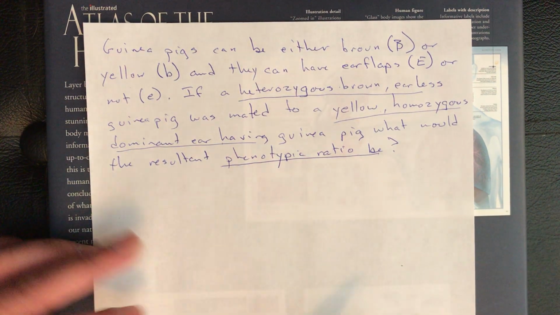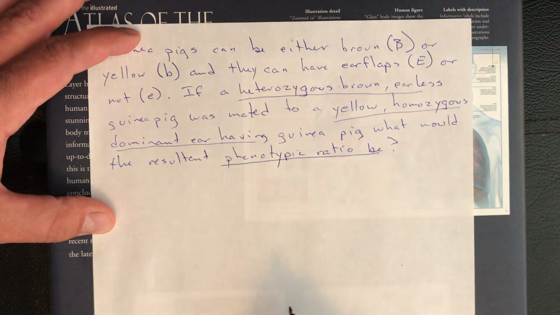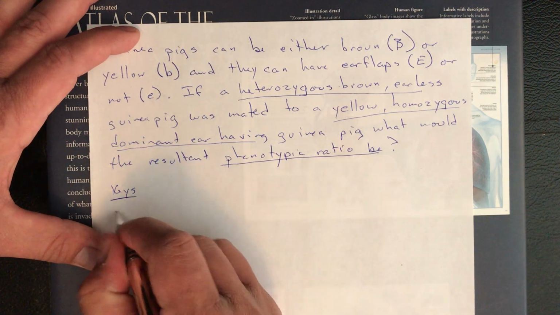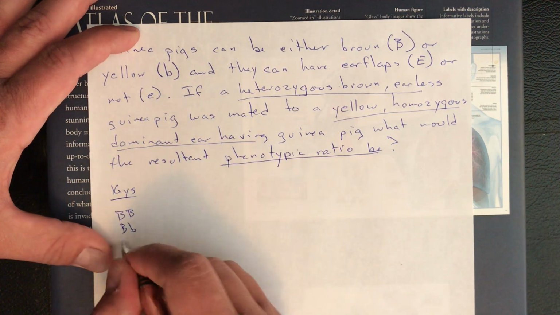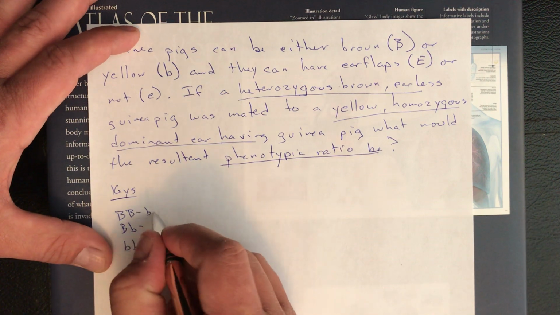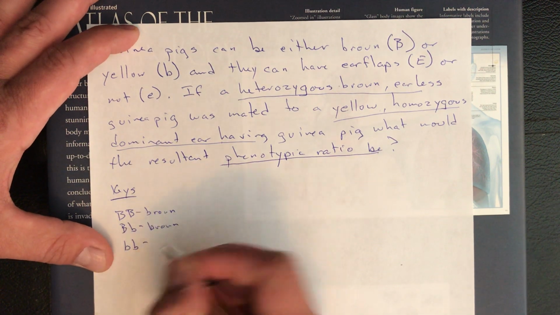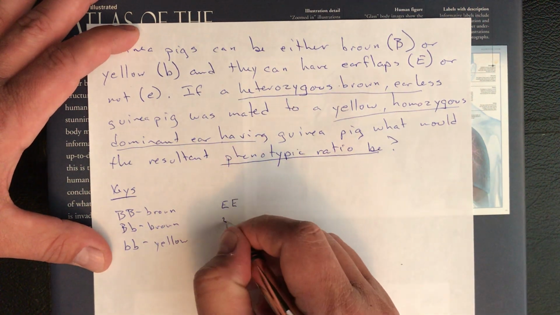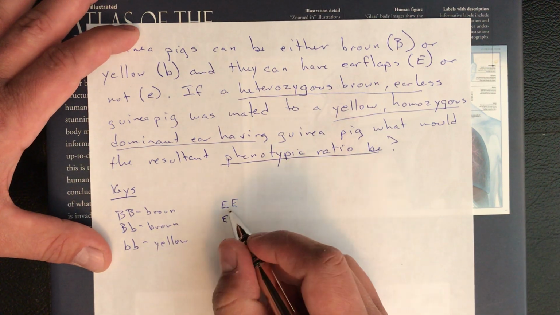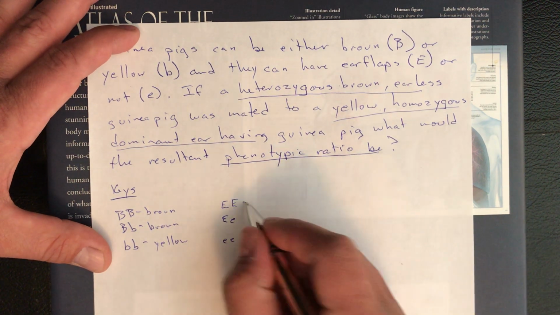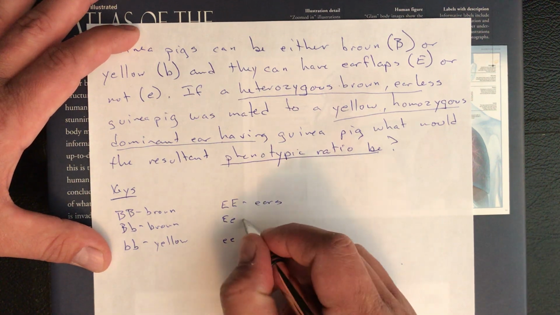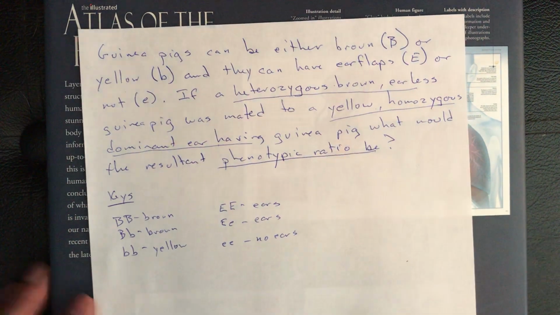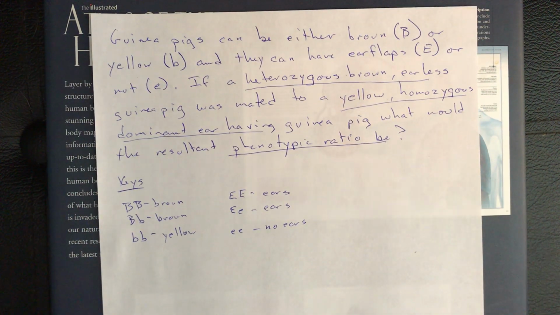So the first thing I'm going to do to make my life easier is make both keys so I have them available. You've got to double up because it's two traits, so now we have to do two keys. So you're going to do big B, big B, brown; big B, little b, brown; and little b, little b, yellow. And your second key, we're going to do big E, big E; big E, little e; and little e, little e. I like that, big E, big E. It sounds like I'm saying Big E, Notorious B.I.G. All right, so ears, and no ears. There's our two keys. We've got the problem. We know exactly what we're supposed to be solving for.